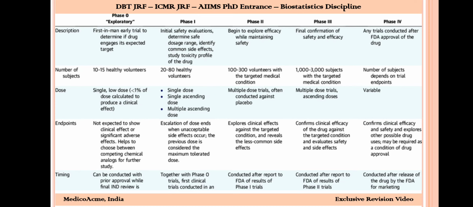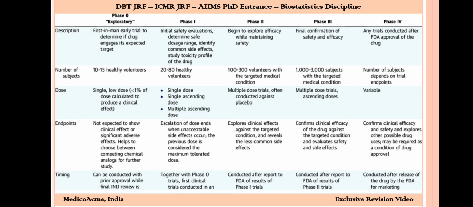So about timings, the phase 0 trial can be conducted with prior approval, but the phase 1 trial is conducted in an order, you can say. This is the first clinical trial, basically the phase 1 trial. The phase 2 trial is conducted after reporting the results of the phase 1 trial to the FDA. It is subsequent, you can say, an upgradation. Phase 1, then phase 2, then phase 3.